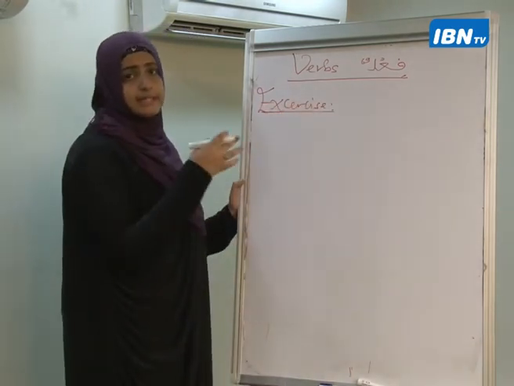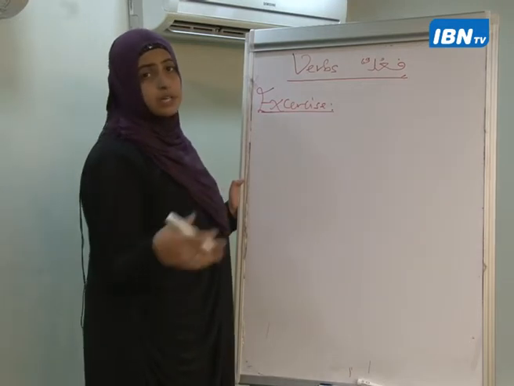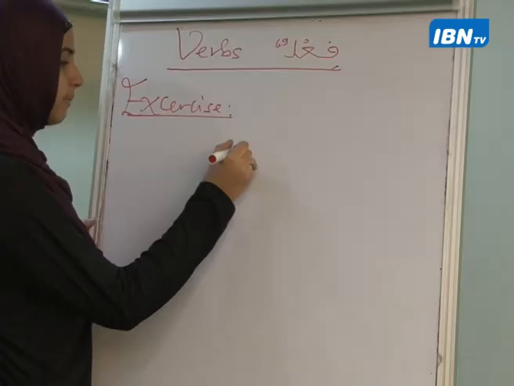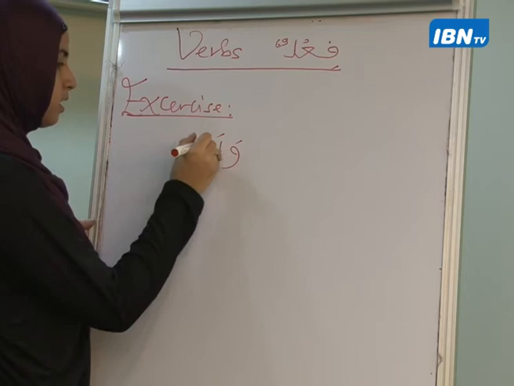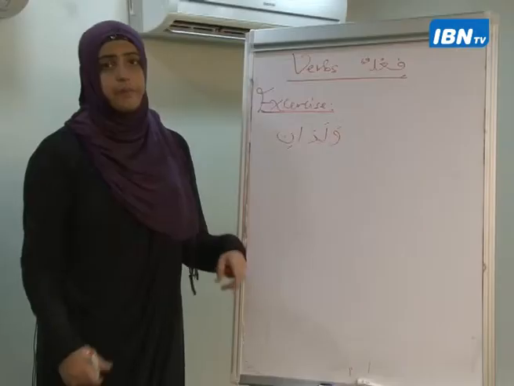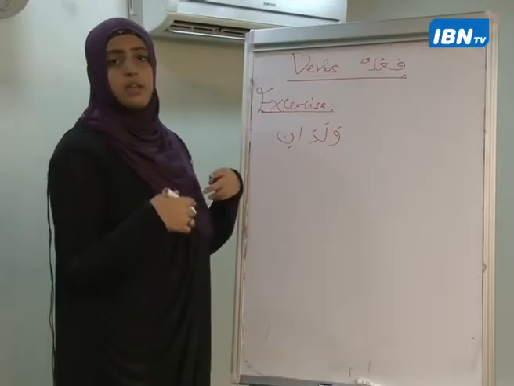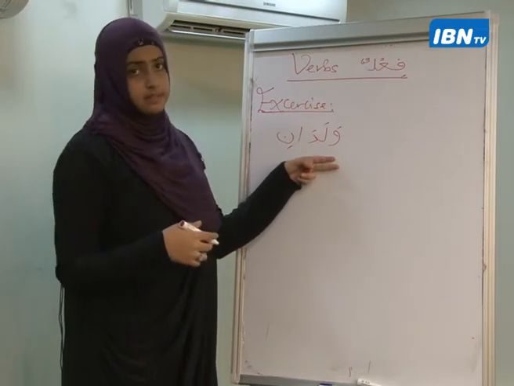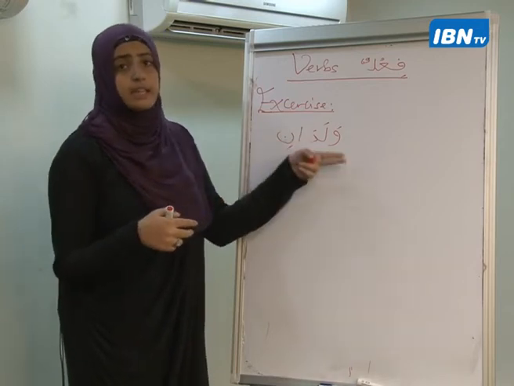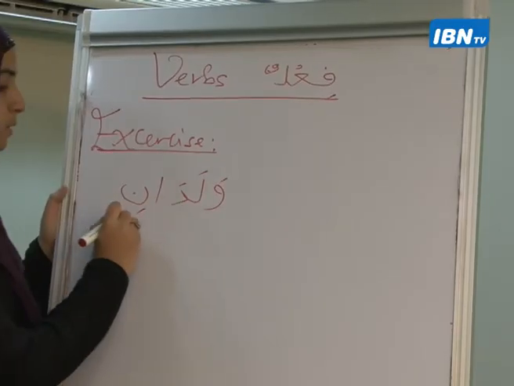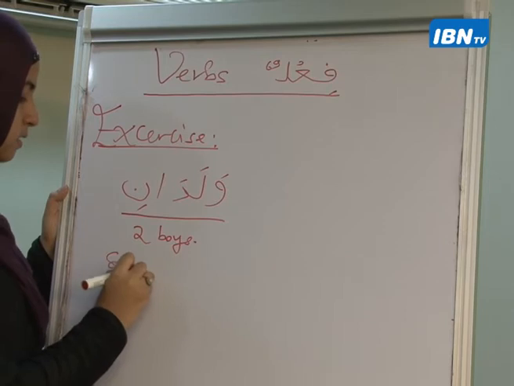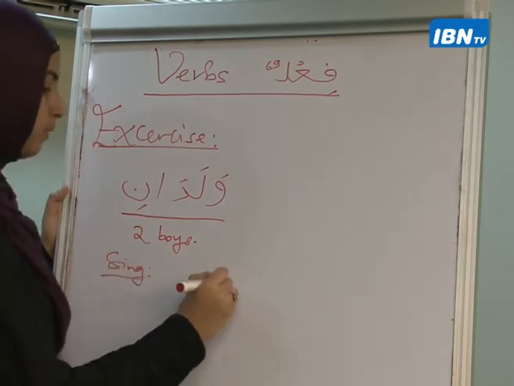Right, so I'm going to list down words here and you're going to tell me what pronoun is appropriate for the word. So if I have, for example, this word waladani. And you know from our previous session when we were discussing the duals, that this word is dual. And what does it mean? Two boys. And what's the singular for waladani? The singular will be waladun.